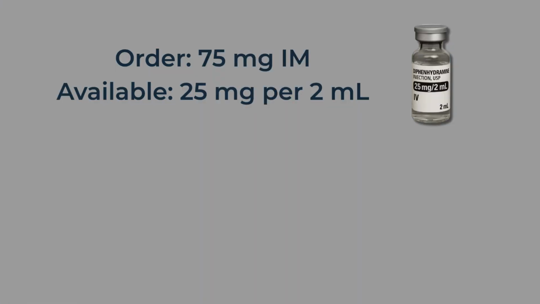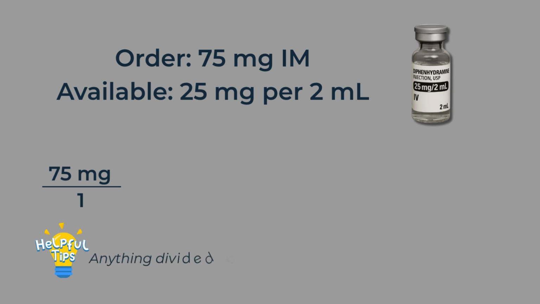Let's look at the full setup using dimensional analysis, formatted the way we'll always build it. The provider orders 75 milligrams of diphenhydramine, and the vial says 25 milligrams per 2 milliliters. We start by writing the ordered dose as a fraction, 75 milligrams over 1. Why? Because dimensional analysis is built on multiplying fractions, and starting this way keeps your setup clean and consistent. And mathematically, anything divided by 1 is just itself. So writing 75 milligrams over 1 doesn't change the value.